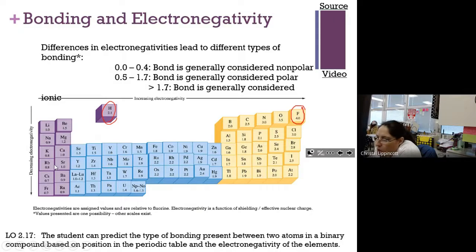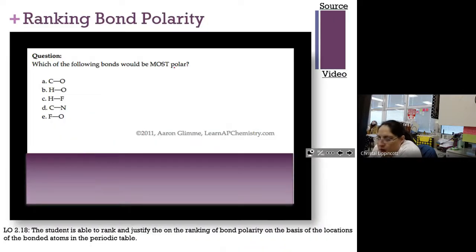All right. So which of the following would be most polar? Fluorine is 4, so 3.5 is oxygen. Nitrogen is 3, and then carbon is 2.5. So the electronegativity difference here is 1. Hydrogen and oxygen, hydrogen is 2.1. Again, I have this memorized and this memorized.